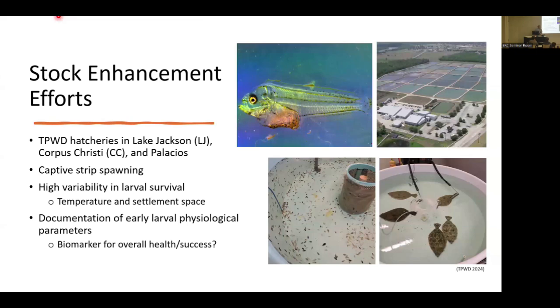To address that, I'm looking to try and find some kind of early biomarker that can be measured very early on in their development. That's going to be predictive of their overall growth and health in terms of morphological, physiological, and behavioral endpoints.